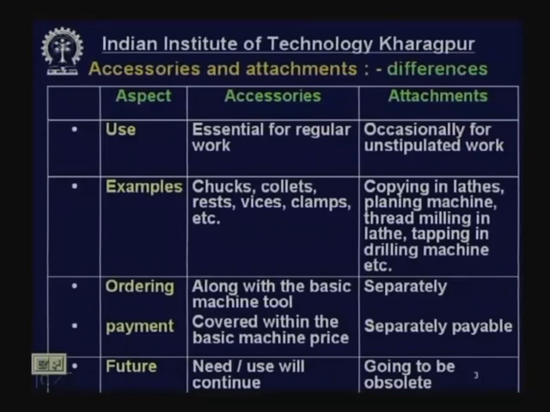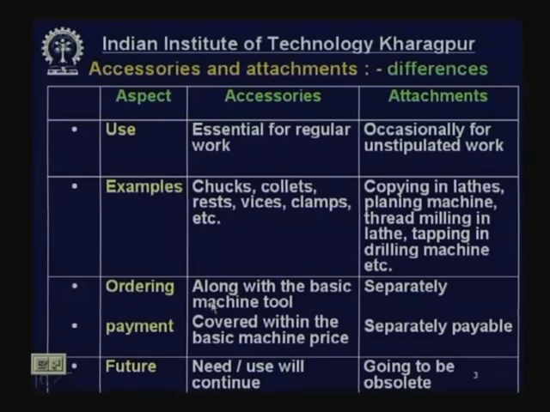This is very occasional. Examples of accessories which are inevitable for regular work: chucks, collets, steady and follower rests, different types of vices, clamps and other things in different machine tools. What about attachments? Say copying in lathes, milling machines, planing machines. You are doing copying in a lathe, milling machine, planing machine with the help of certain attachments as and when required. Thread milling, so you are doing milling in a lathe, tapping in a drilling machine. So, these are various attachments which are very occasionally used, when almost compelled.